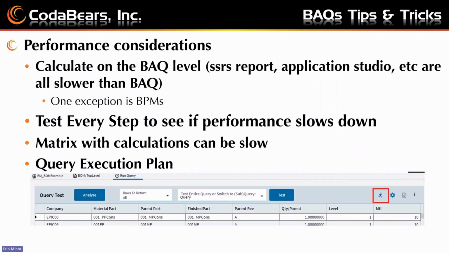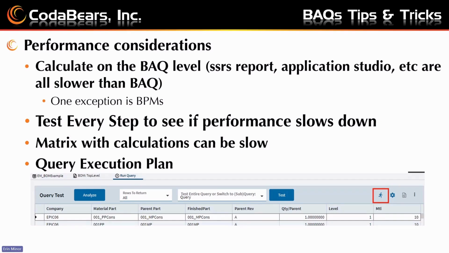Also, in terms of performance considerations, often these BAQs are used elsewhere, like in SSRS reports, in Application Studio, etc. Calculating on the BAQ level is going to be the fastest. So if you have calculations, do them at the BAQ level. Do not put them on the report level. Report levels are going to be slower. The one exception is BPMs. Those can be faster, but that's a whole can of worms we aren't going to go into today.